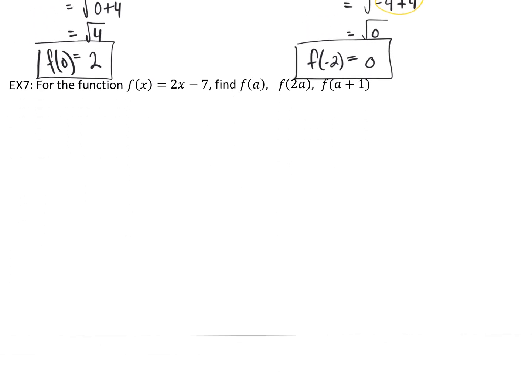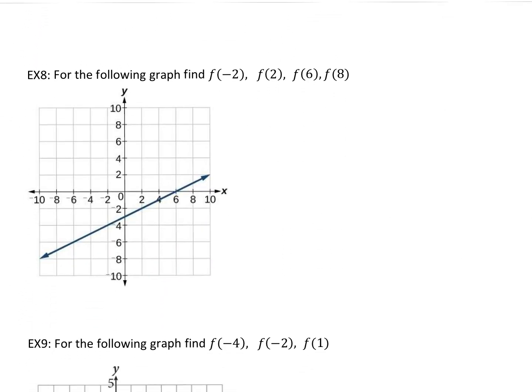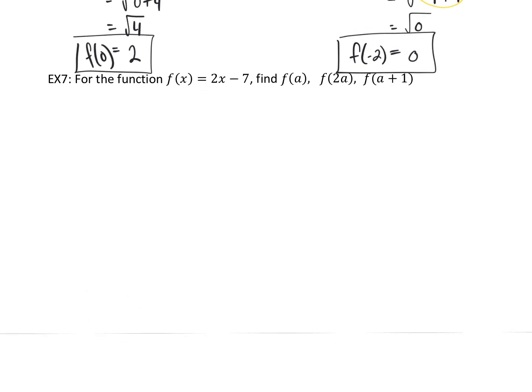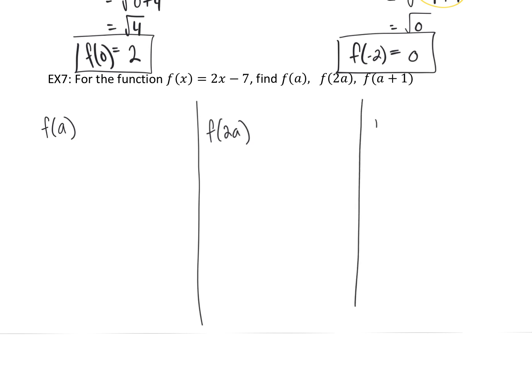All right, and for the not last problem, but nearing last problem of this section, for the function f(x) = 2x minus 7, find f(a), f(2a), and f(a plus 1). So 3 different things. So I want f(a), f(2a), and then f(a plus 1).